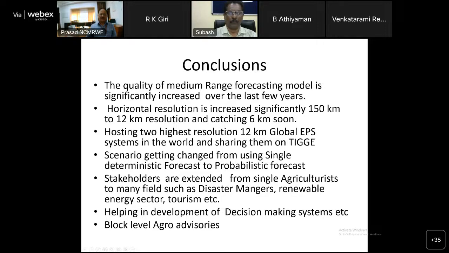So with that, I think it is a rosy picture that in the near future we will have better forecast skill. The block level agro advisory service that we started using 12-kilometer models with deterministic values, now the probabilistic forecast is also going to block level forecast. This gives the confidence that in the near future India will have better forecasts. With this, thank you.